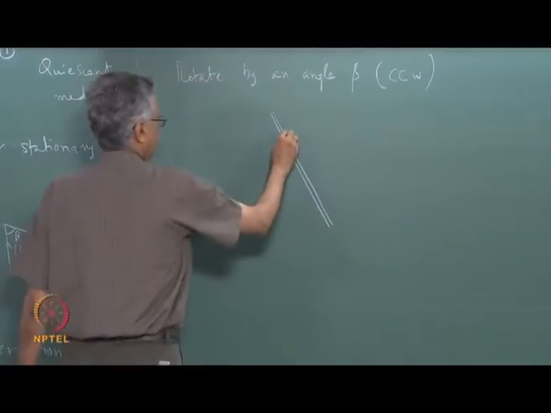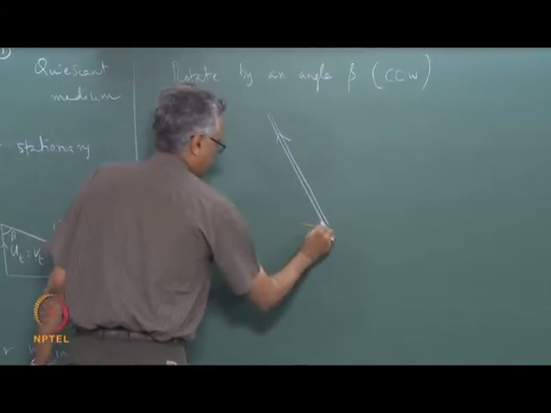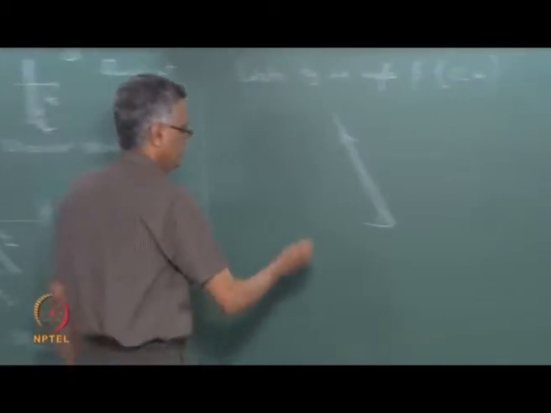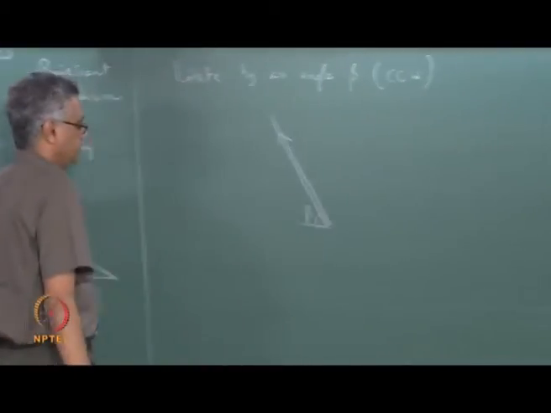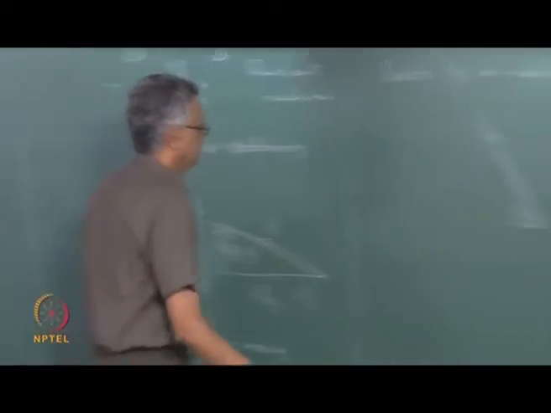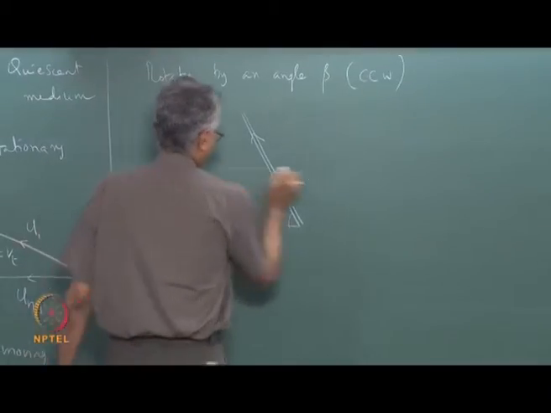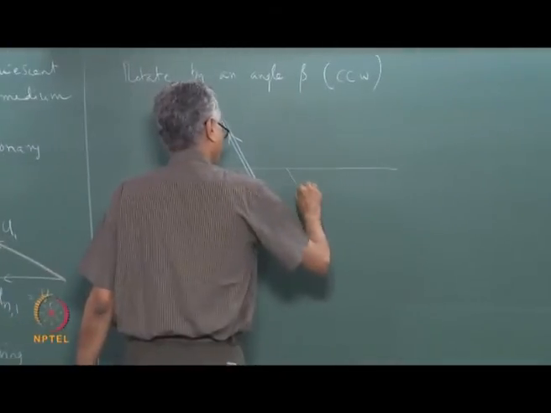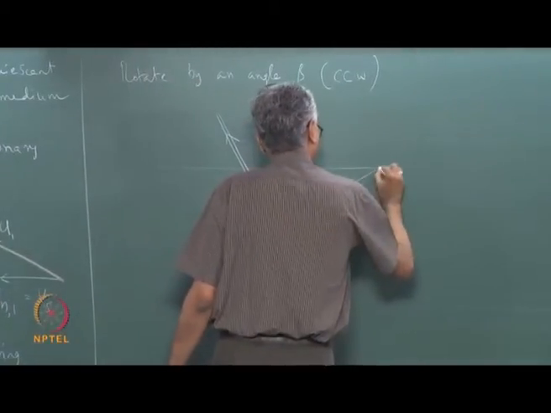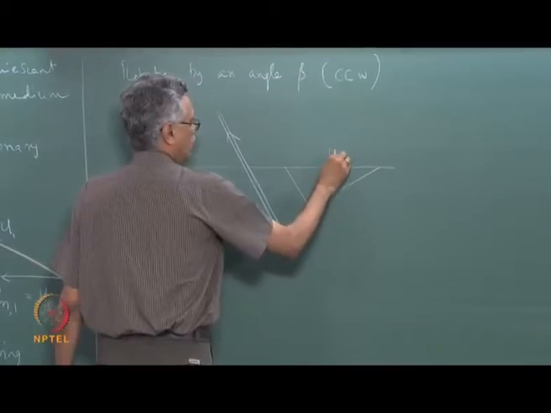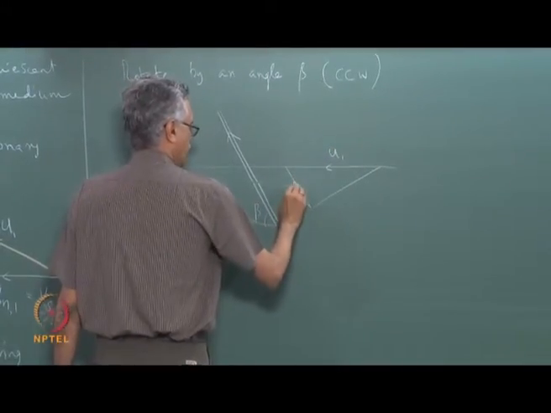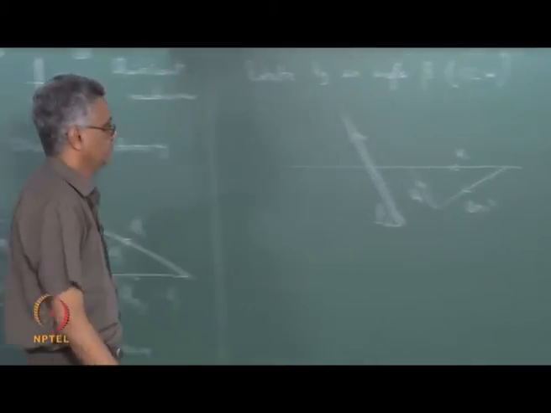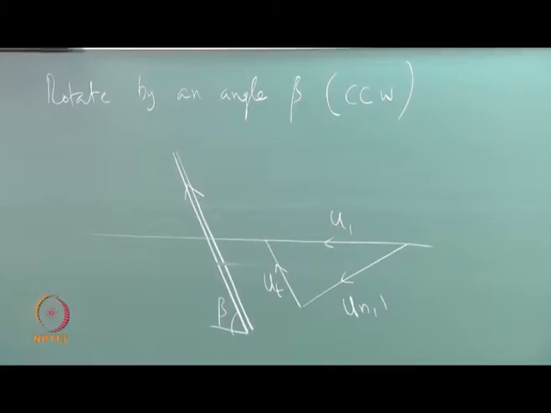right. This is the direction and this angle is, what is this angle? Beta, because I have rotated through beta. So this angle is beta, and so this is my u1 which has become horizontal now, this is my ut and this is my un1, okay. So I have rotated this.